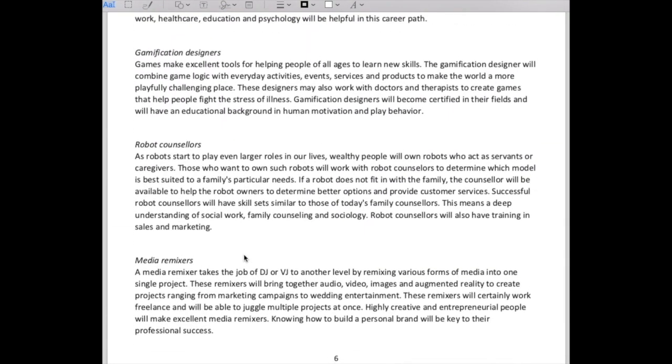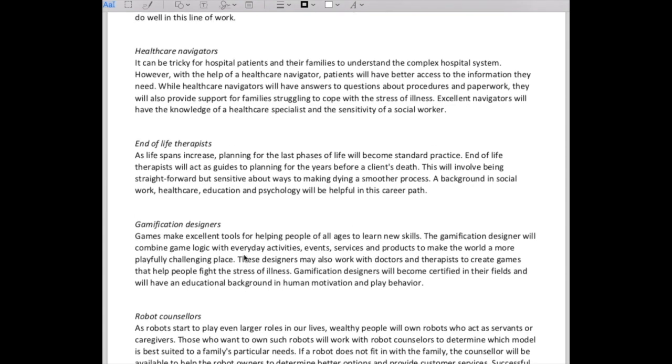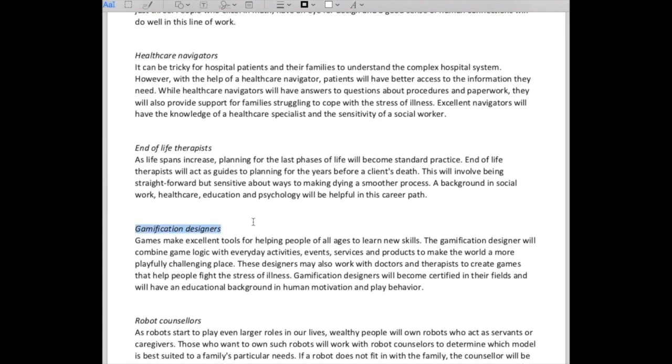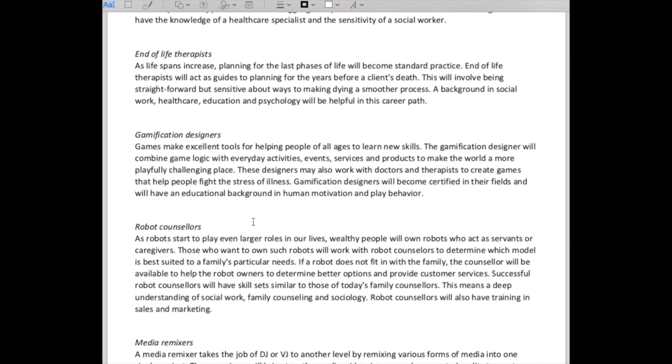So let's go down. Now, gamification designers, here's the relevant section. Now let's have a look what they will study. Now, can we see anything which is related to school? Combined, this is their job. Products to make a world a more playfully challenging place. This is not about education. Work, this is about work.